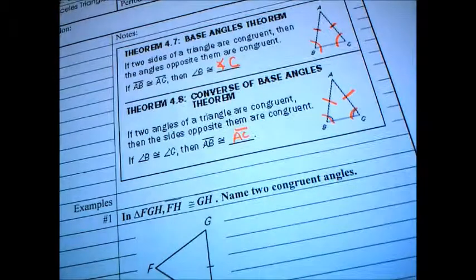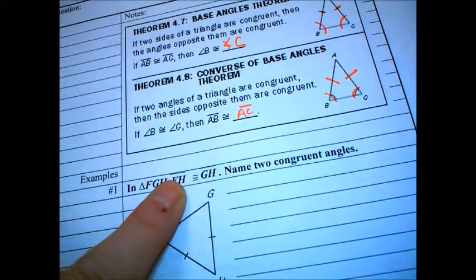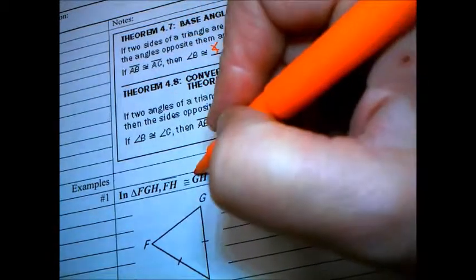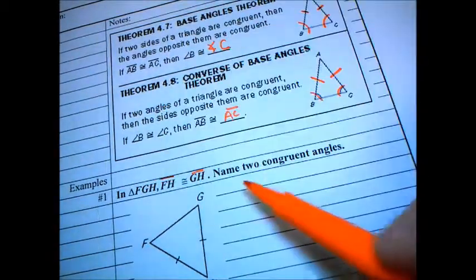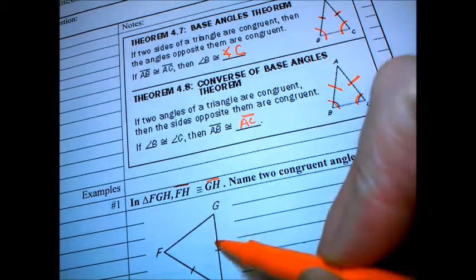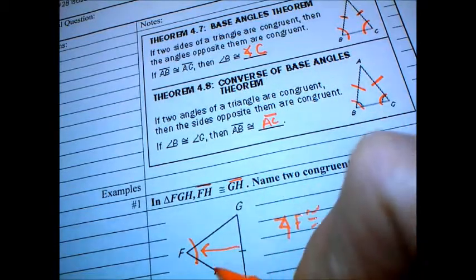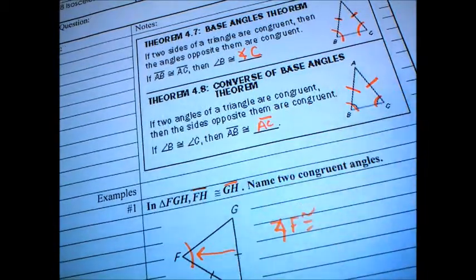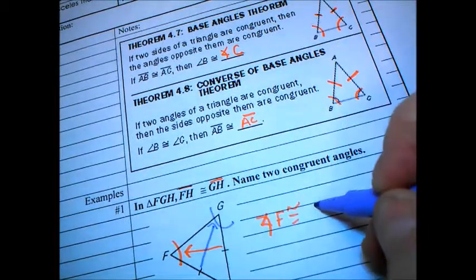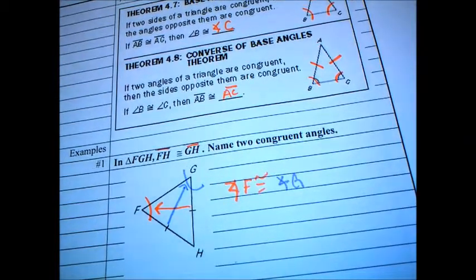So when you go to your example, it says in triangle FGH, FH is congruent to JH, and there is a little line above it. I don't know if you can see them, but those are segments. It says name two congruent angles. Well, GH, across from it, would be angle F. It'll be congruent to the other side, FH. The opposite angle is G, and those are going to be your base angles.